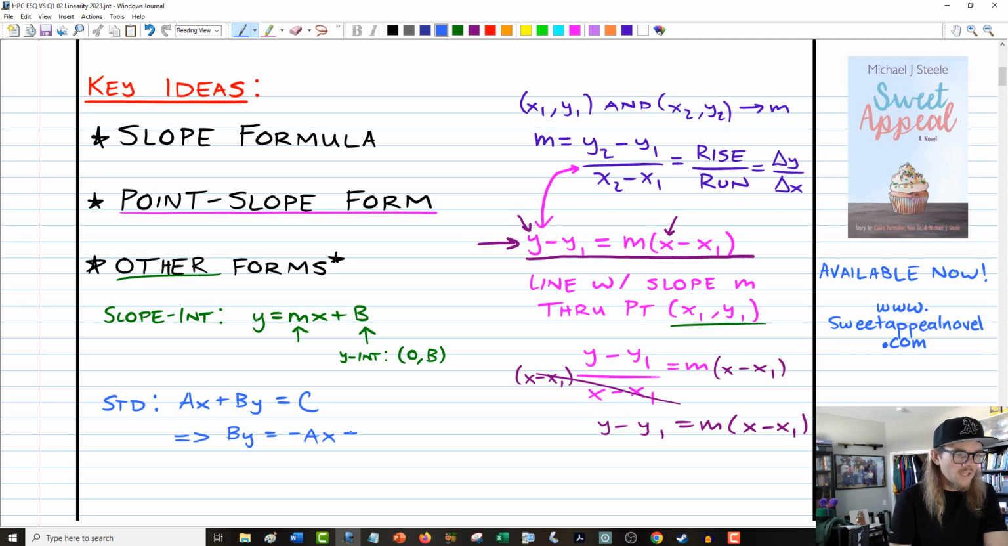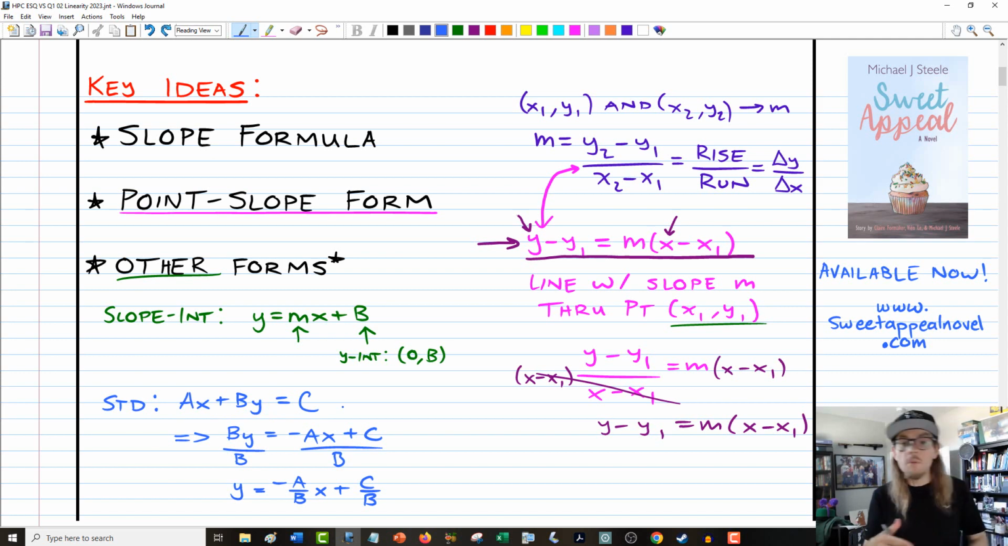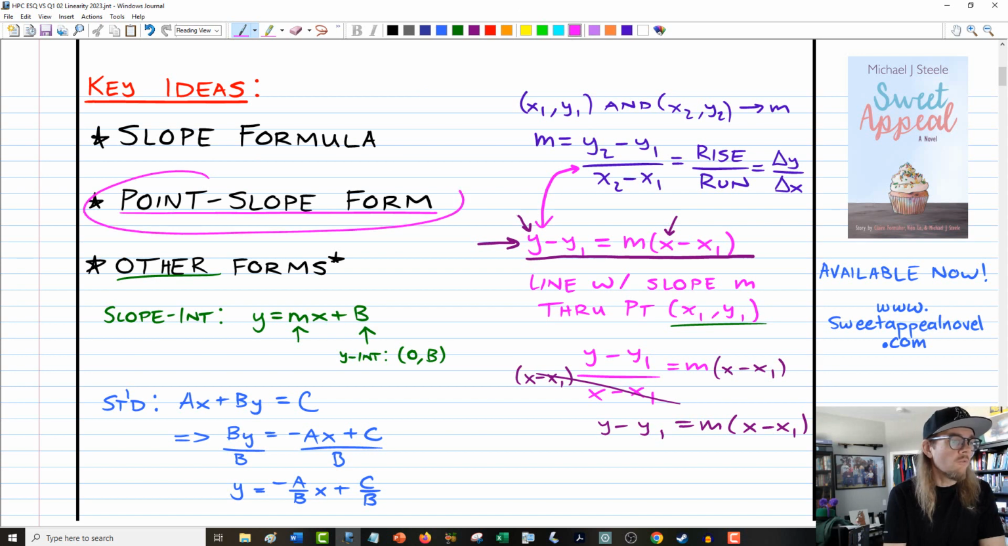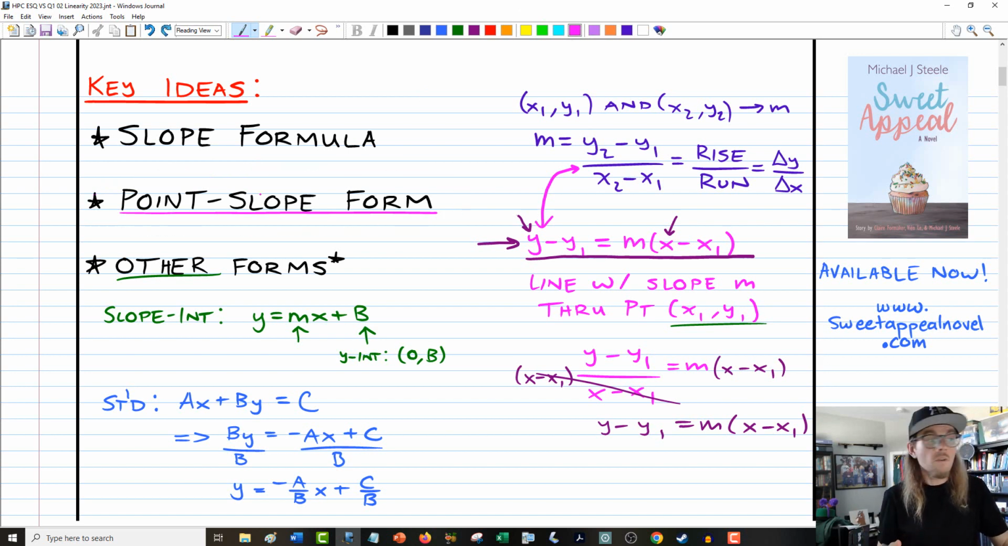This is by equals negative ax plus c, and then divide everything by b. So in other words, this is, as all of them are, just another way of expressing a particular line's equation, but again, it's just a third version. Now, like I said, the green and the blue over here, standard form and slope-intercept form, are not what we're asking you for in question 2, but just to make sure you know the difference between those two and point-slope form, the one we're interested in, I just wanted to address them.